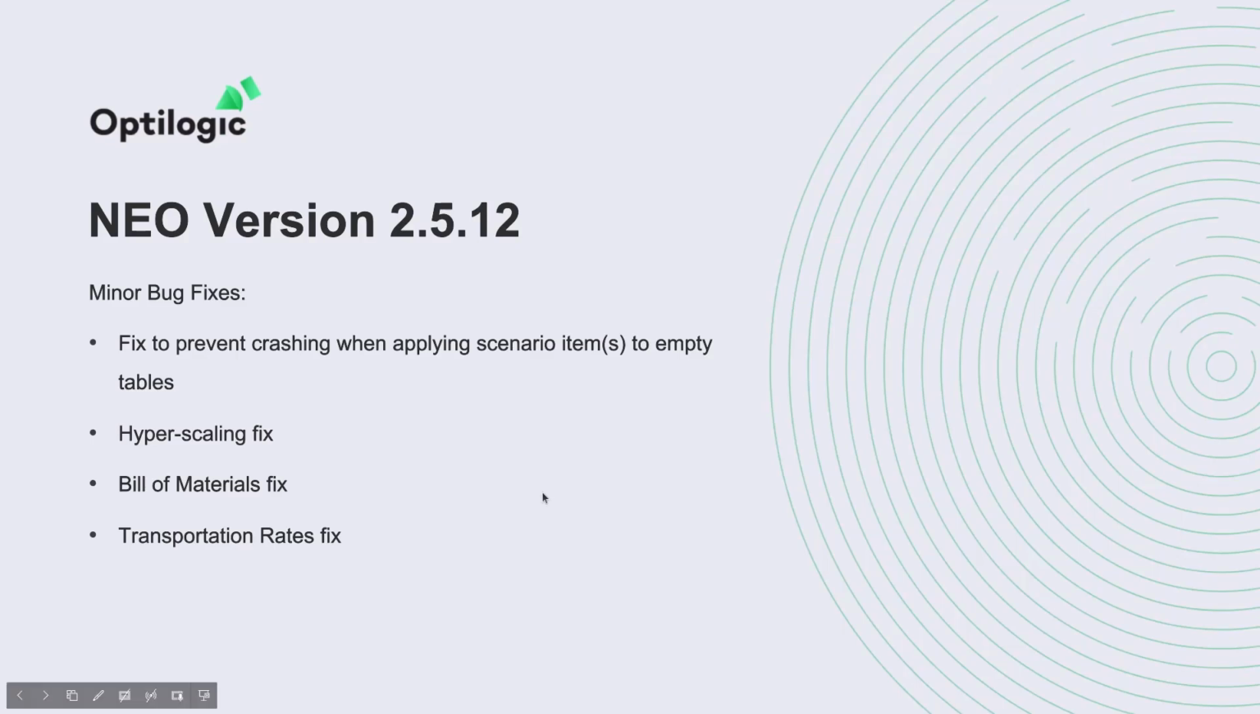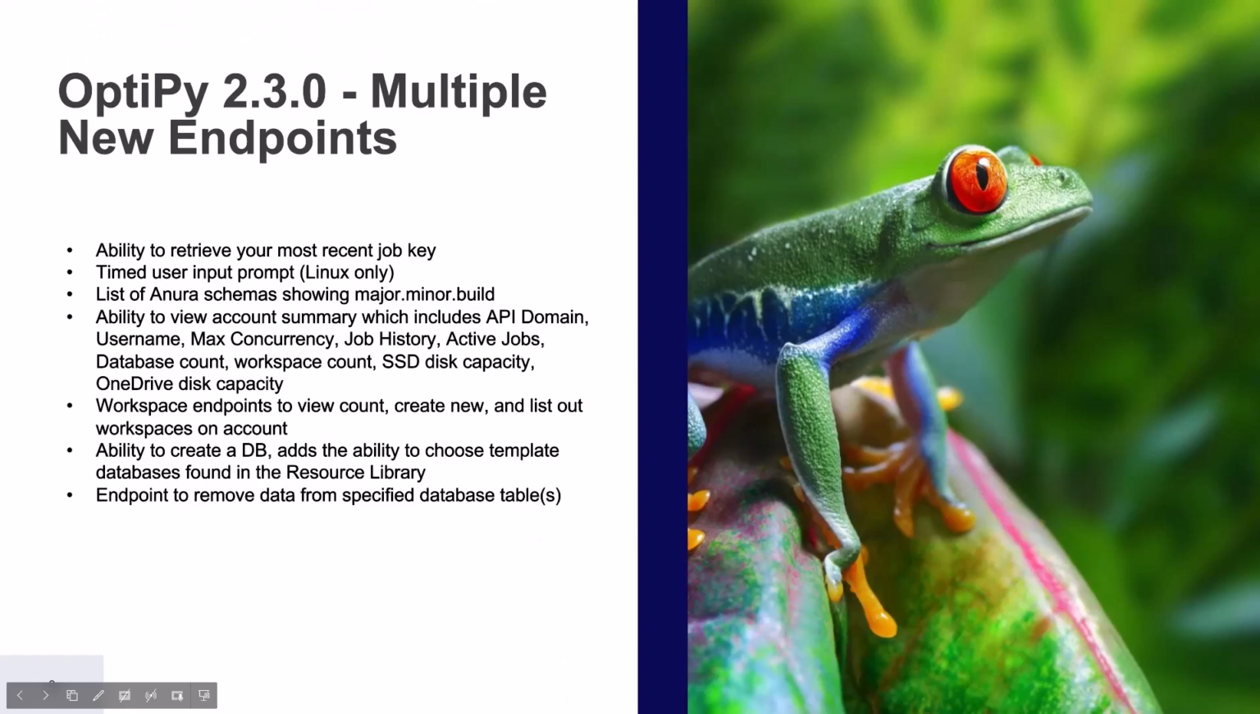During the month of March, OptiPy, Optilogic's very own Python API package, was upgraded to version 2.3.0. We have included multiple new endpoints to help you create more robust scripts, such as the ability to retrieve your most recent job key, timed user input prompt for Linux only, list of Anura schemas showing the major, minor, and build, the ability to view account summary, which includes API domain, username, max concurrency, job history, active jobs, database count, workspace count, SSD disk capacity, and OneDrive disk capacity.